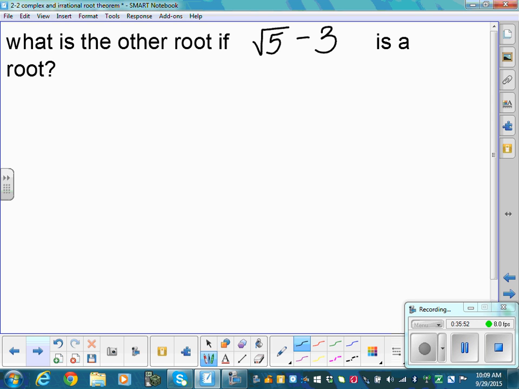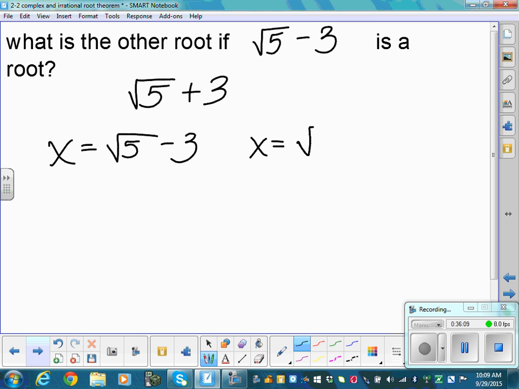So looking at this one, if the square root of 5 minus 3 is a root, then also what must be a root? Square root of 5 plus 3 is also a root. We have two roots. x is equal to the square root of 5 minus 3, and x is equal to the square root of 5 plus 3. Very good. Questions on that?